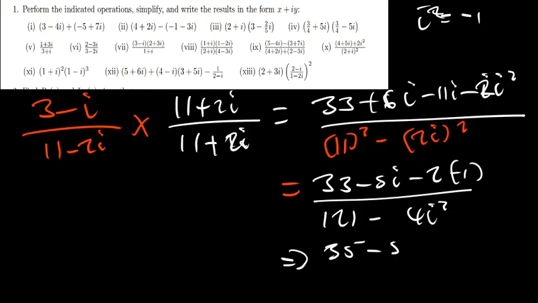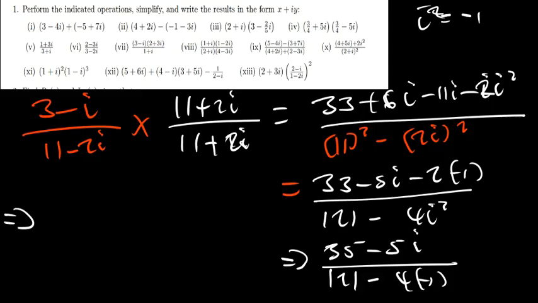then minus 5i. I divide this by the bottom part, which is 121 minus 4i squared, and since i squared is negative 1, this is going to be plus, 121 plus 4, which is 125. So I'll have 125 here.